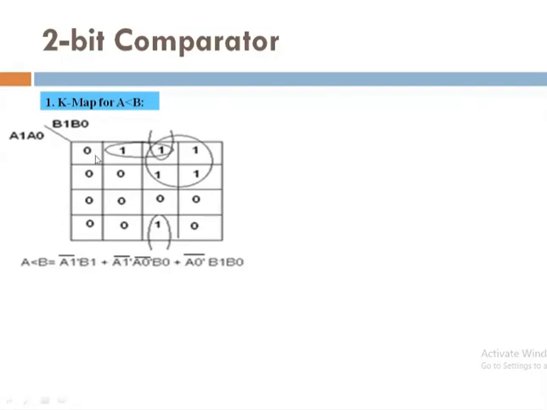If we make a group of 8 cells, when you are designing a 16 cell K-map, then in the final equation you get only one variable. So that is the logic. So here from this K-map I am getting this equation. You can calculate if you want.